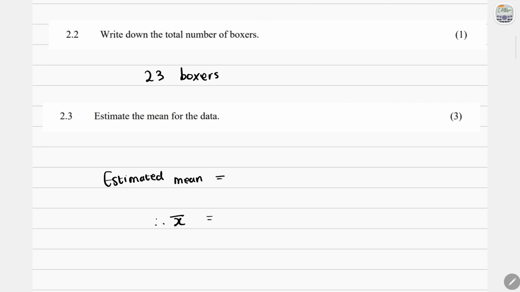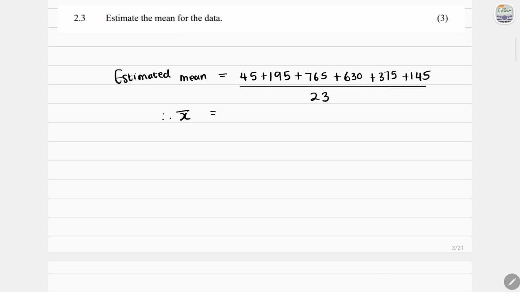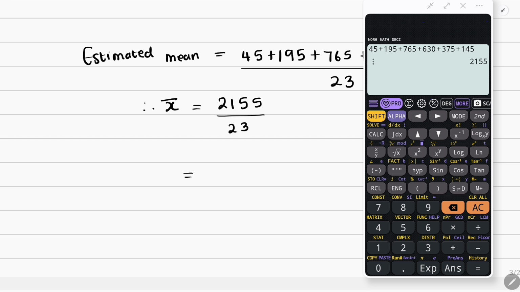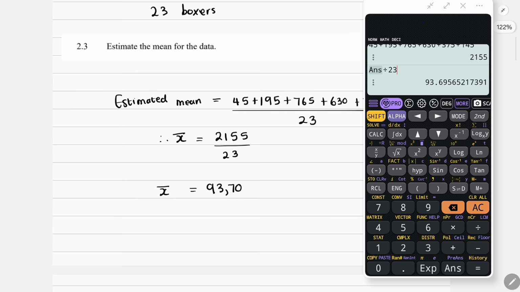Okay, so let me sum them up. All of this divided by the total 23 boxes that we have. Let's add them up. Okay, so that is 2,155 divided by 23. Make sure that you show this number so it shows that you did add them up. And if you take that and divide it by 23, how much do we get? We get 93 point, and that 5 is going to round the 9 up, and then that will add to the 6. So you can say 93.7 or 93.70, that's fine. And that is the estimated mean.